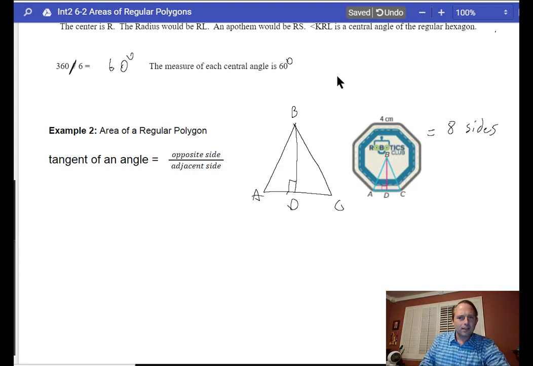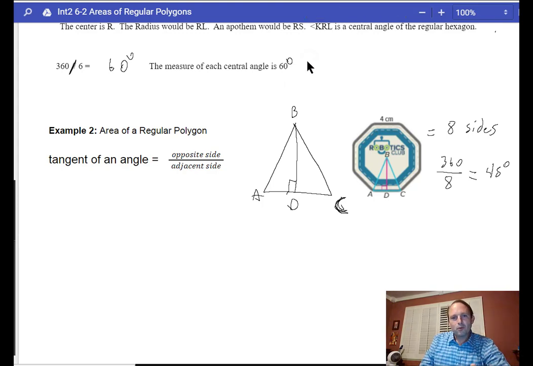All right, so I've set this up. An octagon has 8 sides. So we're going to take 360 and divide it by 8. If we divide 360 by 8, we should get 45 degrees. Well, wait, there's more. That's the degrees of angle ABC right here. So we're going to take that and go further.